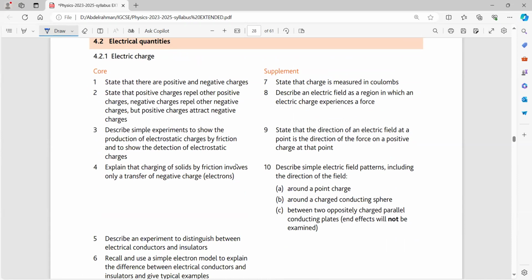State that there are positive and negative charges, and that the repulsion forces are between similar charges, while the attraction forces are between opposite charges.